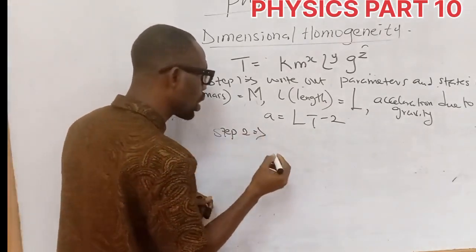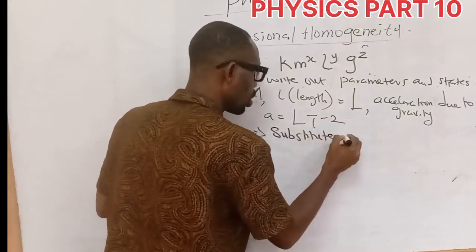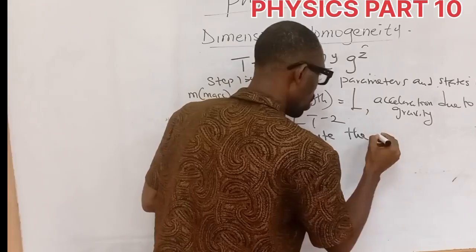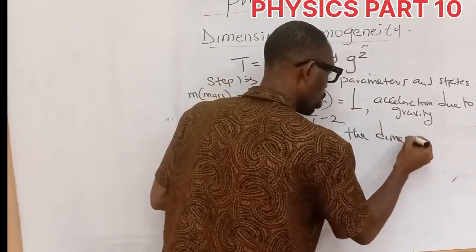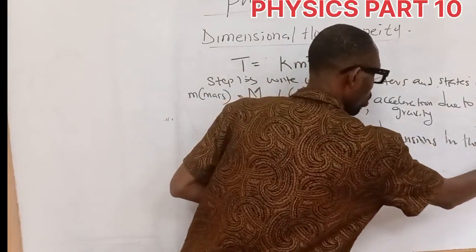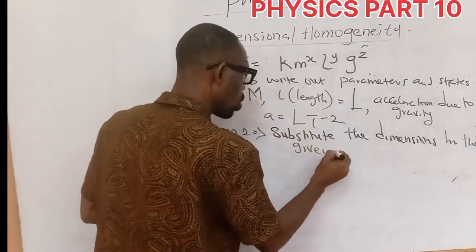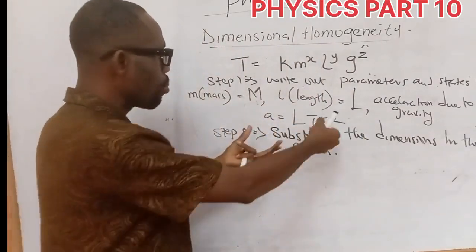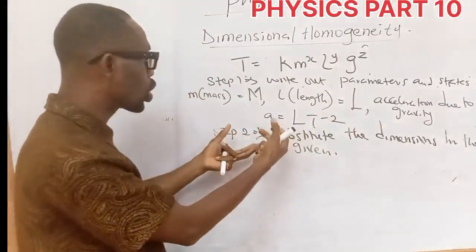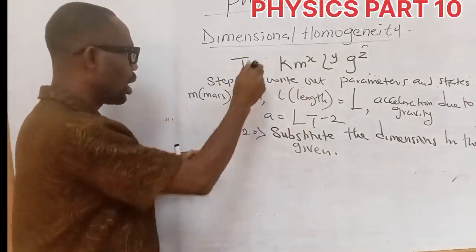Step 2. What do you do? Substitute. Substitute the what? The dimensions in the equation given. In the equation what? Given. So in this case, all these dimensions we've written out, we will now substitute them and put them in this equation given. So let's substitute it now.